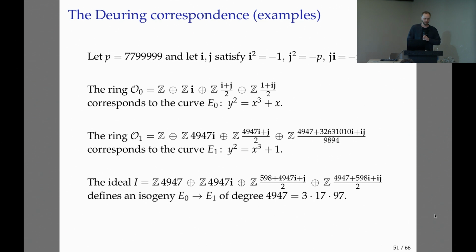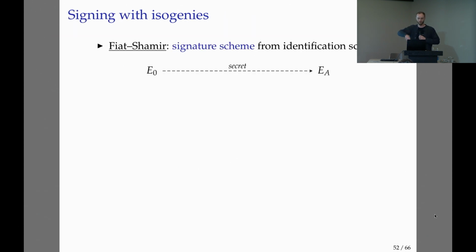Okay, so how do we build a signature scheme from this? Yeah, it's like most other signatures. This is based on the Fiat-Shamir heuristic. So you start from an identification scheme, and then you replace the challenger by a hash function, more or less. And here the setup is that E0 is a known starting curve, everybody knows this, and then the user of the scheme, the signer, chooses a secret, which is a random isogeny. Just walk around on the graph till it's randomized enough, and you get your public key EA, A for Alice, I guess.